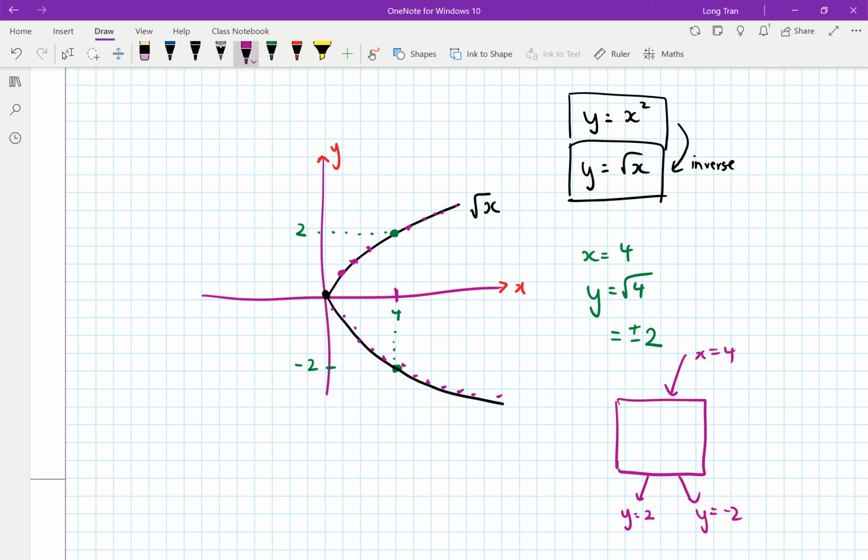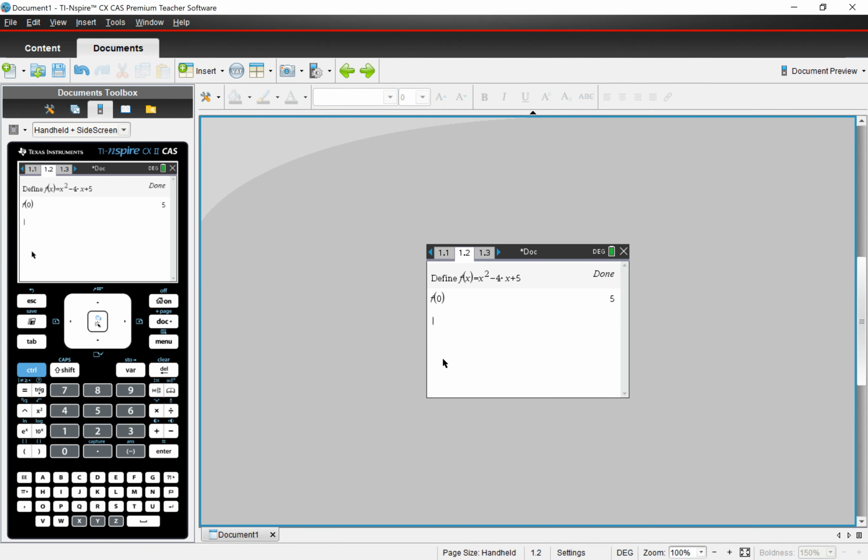That's why we call this a square root relation. This is actually just a square root relation. Now what's beautiful about it, you can actually sketch this on a CAS. So I'll just quickly show you.